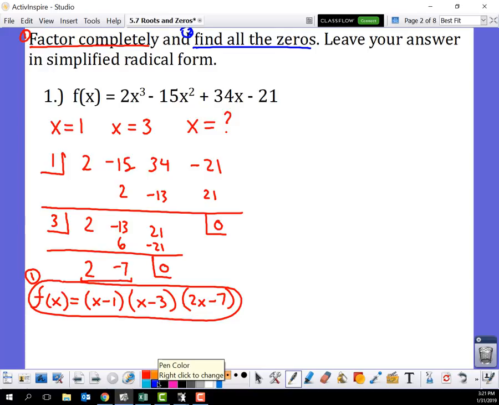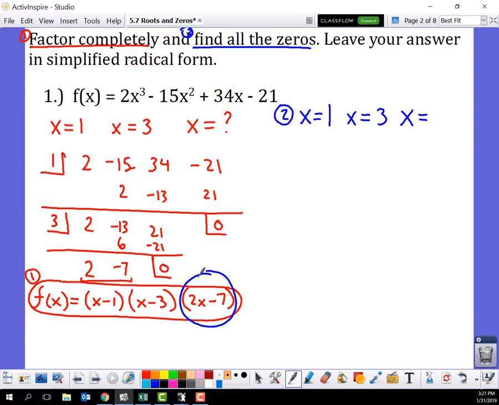Now to find the answer to part 2, we actually have 2/3 of the answer already done from the calculator. Looking at our table, we saw that x equals 1. We also saw that x equals 3. And now we're finally ready to find that third missing zero by taking this factor and setting that equal to 0. We end up getting x equals 7/2. Circle that, and that is your final answer.